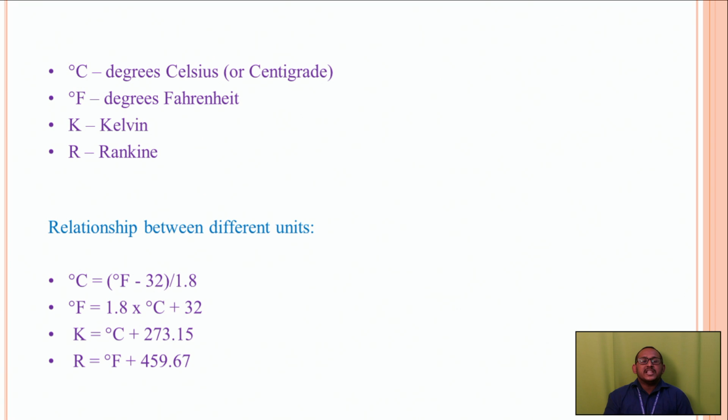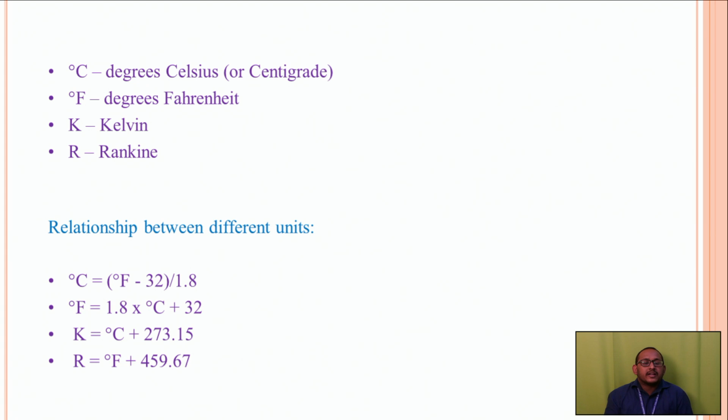Then we will see the units which are used in temperature measurement. The first is degree centigrade or degree Celsius, then degree Fahrenheit. After that the Kelvin, as we discussed earlier, and then the Rankine, which is also used for temperature measurement. Then we will see the relationship between the different units, that is, the unit conversion of temperature.